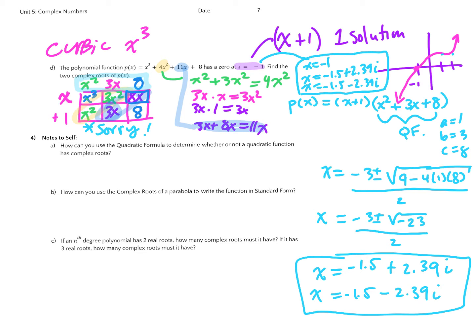Okay, so let's look at the next thing. How can you use the quadratic formula to determine whether or not a quadratic function has complex roots? So you are going to look at the radical. Look at the radical. That's what that's called. So this number is called the discriminant.